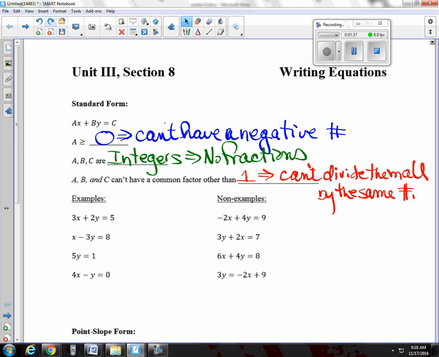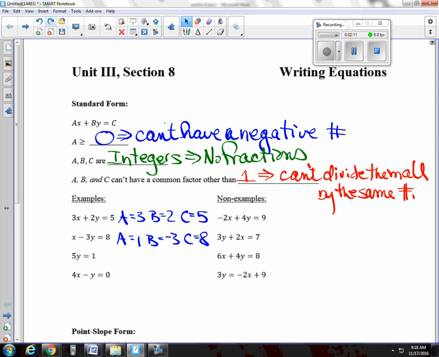Now here are some examples of equations in standard form. 3x plus 2y is equal to 5. This is in standard form, where a is equal to 3, b is equal to 2, and c is equal to 5. In the second one, x minus 3y is equal to 8, a is equal to 1, b is equal to negative 3, and c is equal to 8. ax plus by is equal to c. So 1, negative 3, and 8.